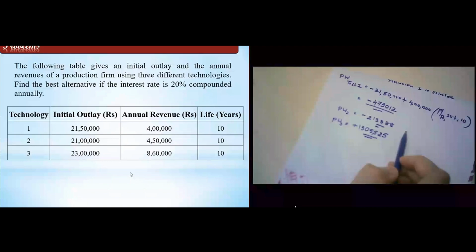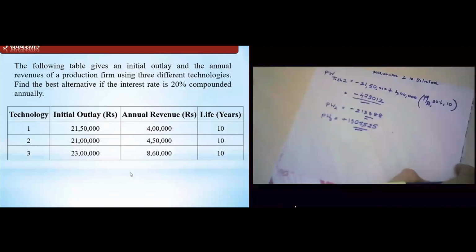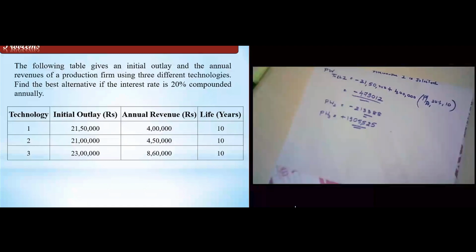So among the three, which is having the maximum present worth? Student, which is having the maximum present worth? So third case, right? So option 3, or technology 3, is selected.